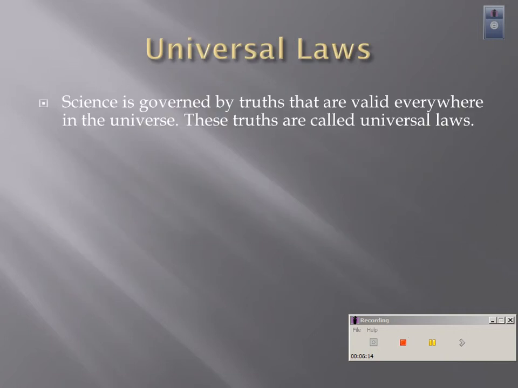So science is governed by truths that are valid everywhere in the universe, and these truths are what are called universal laws. Now, there are laws and there are theories. Laws, they hold true wherever you are in the universe. And when I say universe, I mean even outside of our own solar system, they hold true in order to be a law. That's why we call them universal laws.